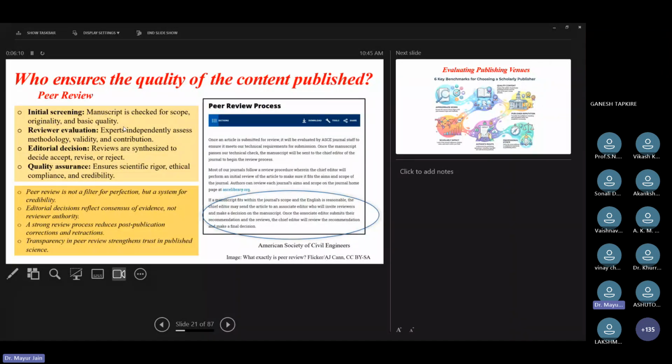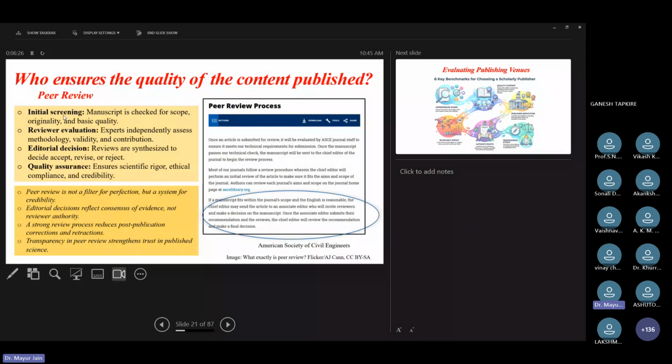It should not be like within one stroke you will get the acceptance, right? If that is happening, that means there is a problem with that journal. I'm telling you very clearly, right? So your data, your manuscript should go through the peer review process, right? So what is peer review?